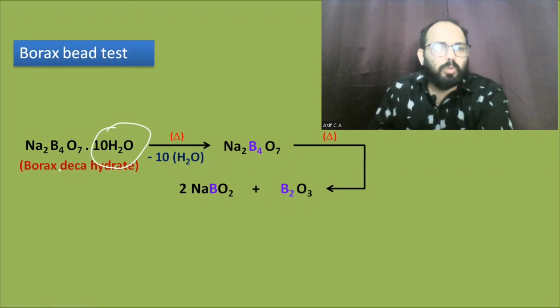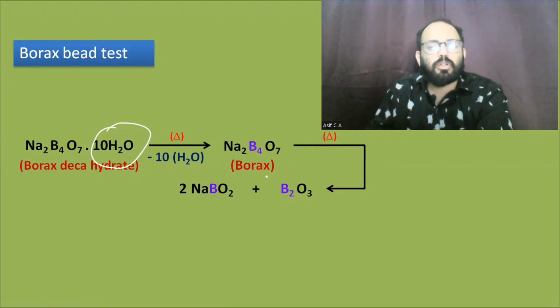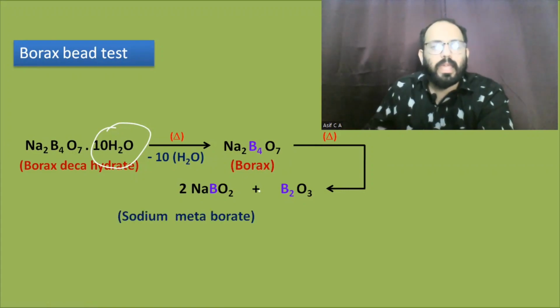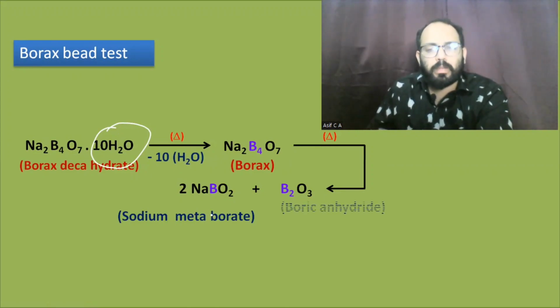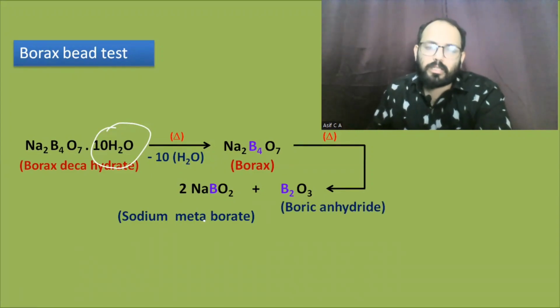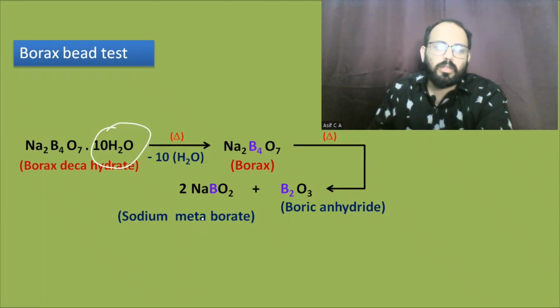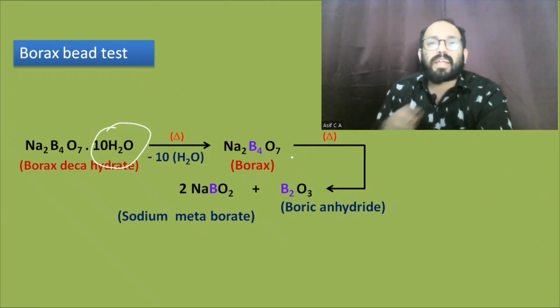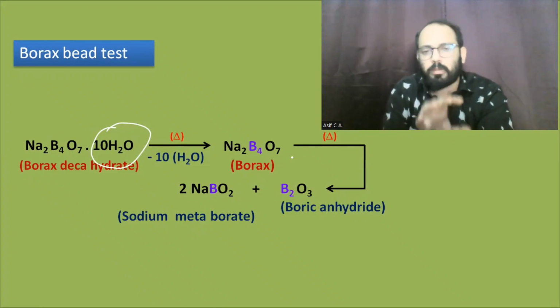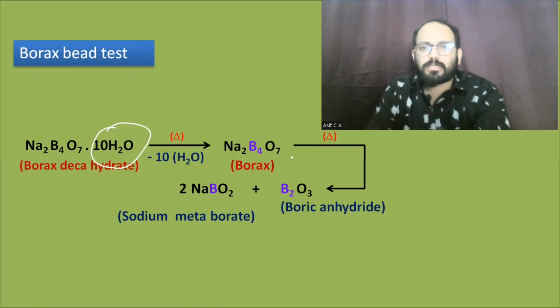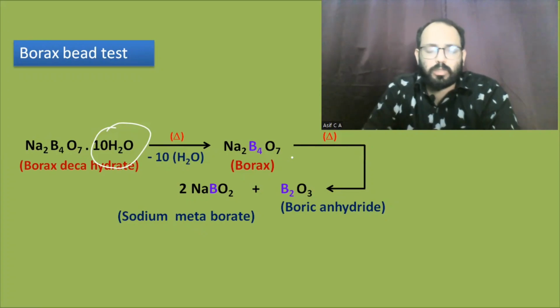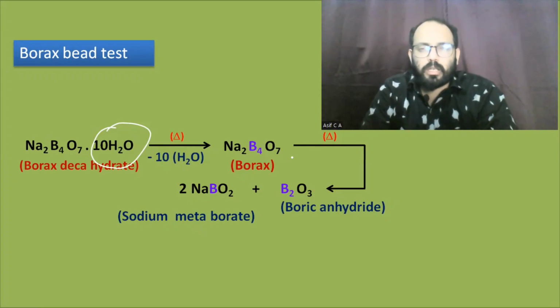So what is happening? I heated borax decahydrate, so water will be lost, and we'll be getting Na2B4O7. Again I heated this continuously, so I'll be getting sodium metaborate and boric anhydride. Now this is what we call the borax bead. What can we use this borax bead for?